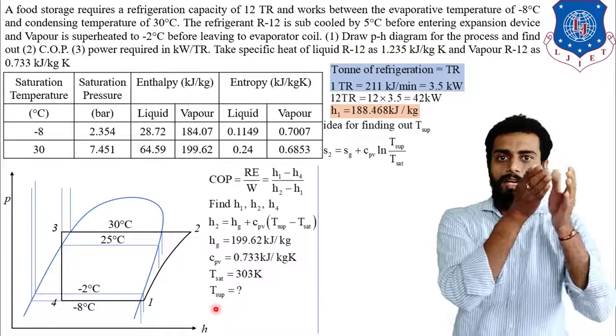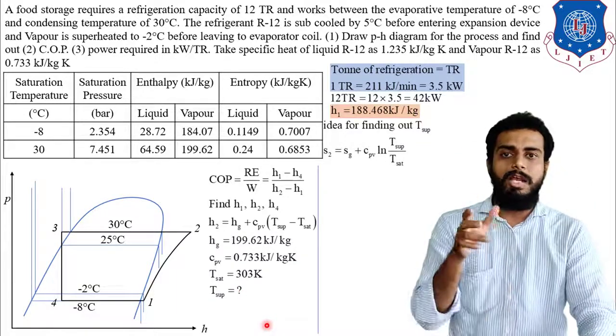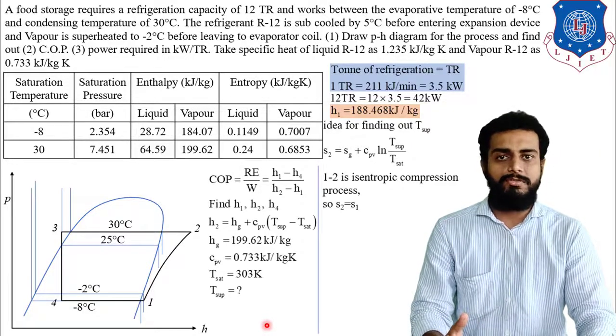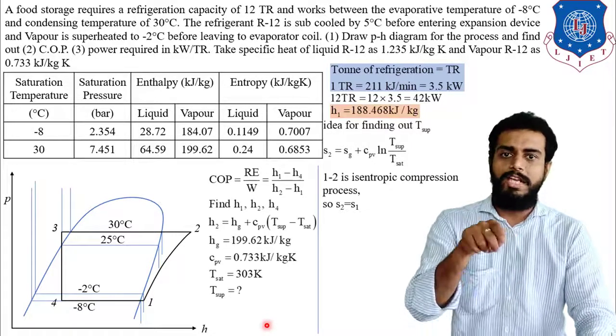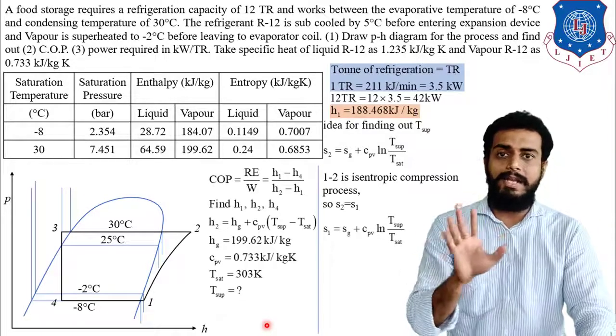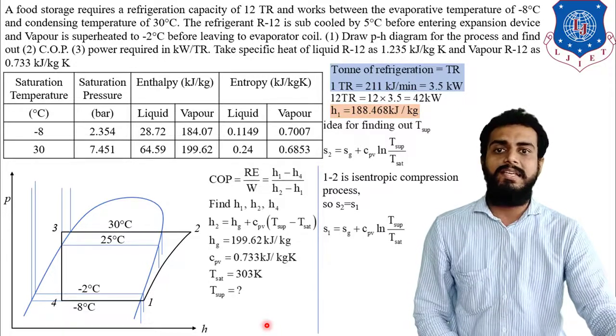So that means if you want to find out T superheated, then you have to find out S2, right? Now S2 and S1 are same, I told you. So S2 is equal to S1. Now S1 is also superheated vapor. So for superheated vapor, what can you write? S1 is equal to Sg plus Cpv ln T superheated by T saturated.